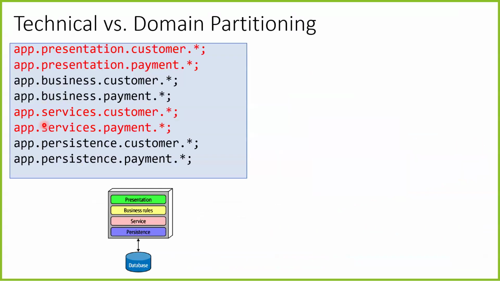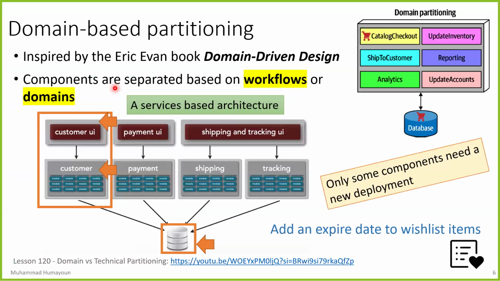So technical versus domain partitioning, how does it look in code? If you think about it, it's really simple. Here we separate the presentation layer, so the presentation layer becomes a package, if we talk about Java or C++ or C Sharp or Kotlin. And within that you have a customer package, and within presentation you have a payment package, and within presentation you will have a shipping package, and within that layer you will have a tracking package.